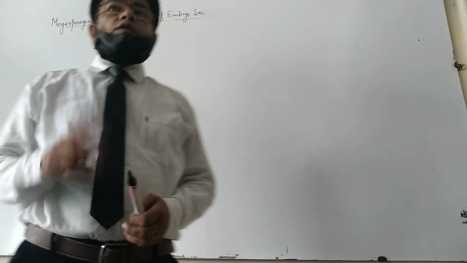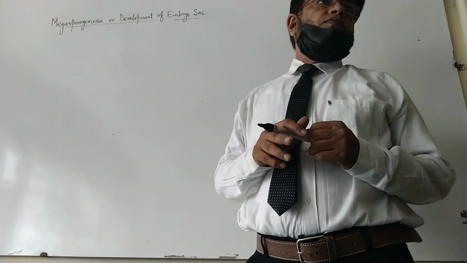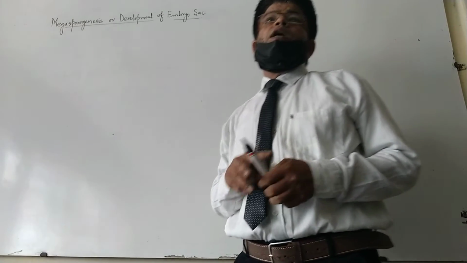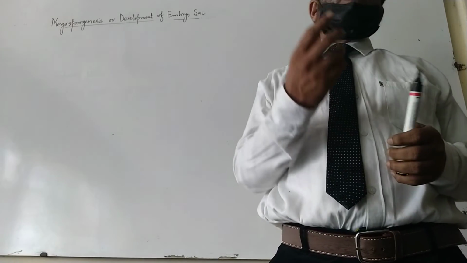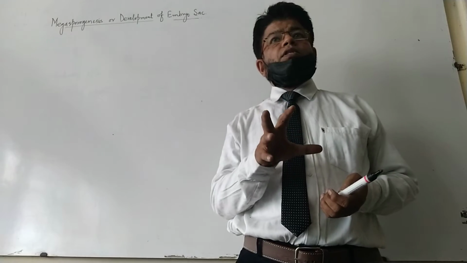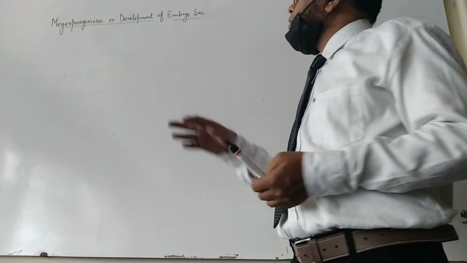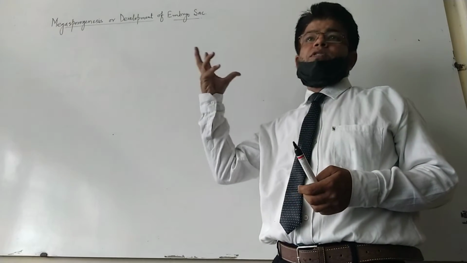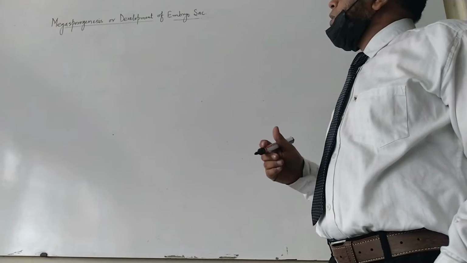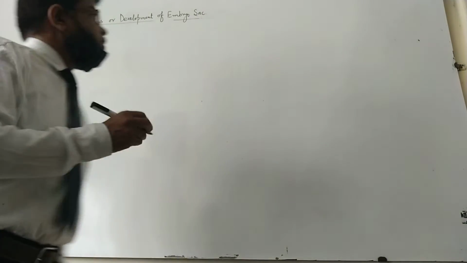So the topic of today is megasporogenesis, or development of embryo sac. As you know, the embryo sac is the female gametophyte. Yesterday we discussed the structure of this embryo sac. Now in this lecture we will discuss the development of embryo sac, how it takes place.